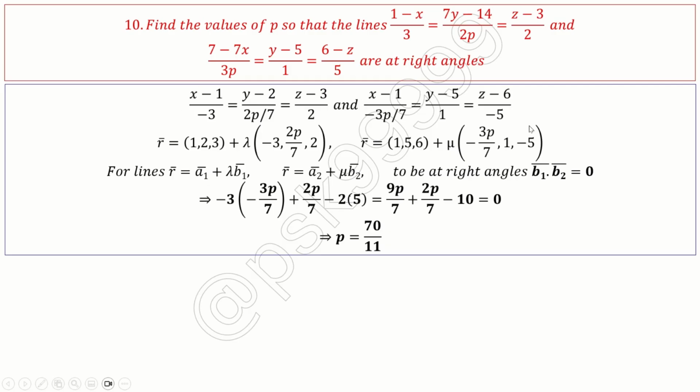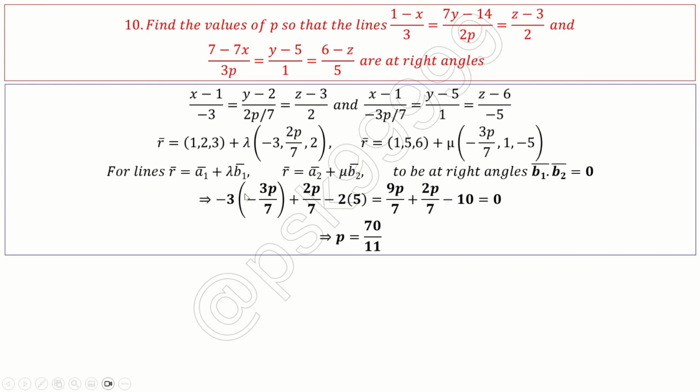Okay, this is very important. The Cartesian equation should always be in the form of x minus a, y minus b, z minus c. It cannot be in the form of a minus x or b minus y or c minus z. First write it in the proper form. Now you know which are my b1 and b2. This one is b1, here it is b2.